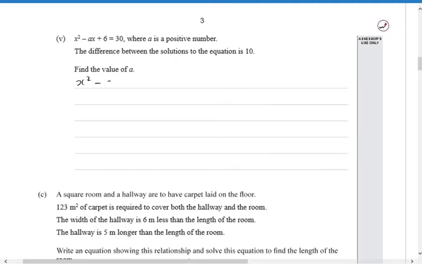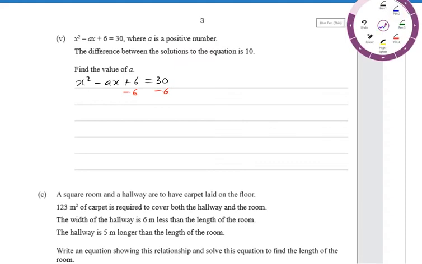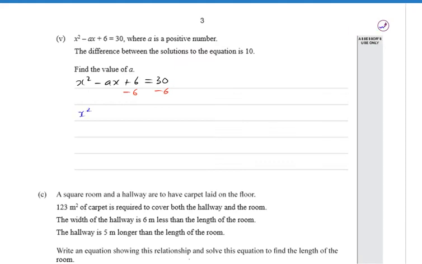x squared minus ax plus 6 equals 30. And the first thing I'm going to do here is subtract 6 from both sides. And the reason why I'm doing that is because that leaves me with x squared minus ax. Sorry, I shouldn't be subtracting 6 from both sides even. I should be subtracting 30 from both sides. So we've got minus 24 equals 0. Now that leaves us with 0 on one side, which makes it possible for us to factorise this because it's a quadratic that we need to solve.